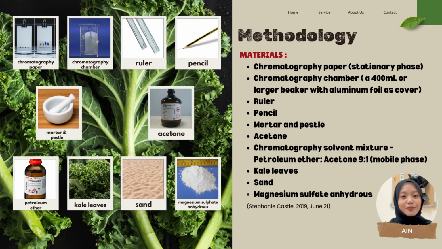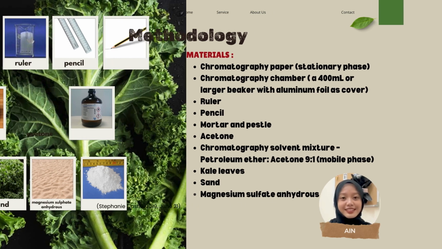Now we go to the methodology of chromatography of kale. The materials are chromatography paper as the stationary phase, a chromatography chamber, a 400 ml or larger beaker with aluminium foil as cover, ruler, pencil, mortar and pestle, acetone, and chromatography solvent mixture of 9 parts petroleum ether to 1 part acetone as the mobile phase, kale leaves, sand, and anhydrous magnesium sulfate.